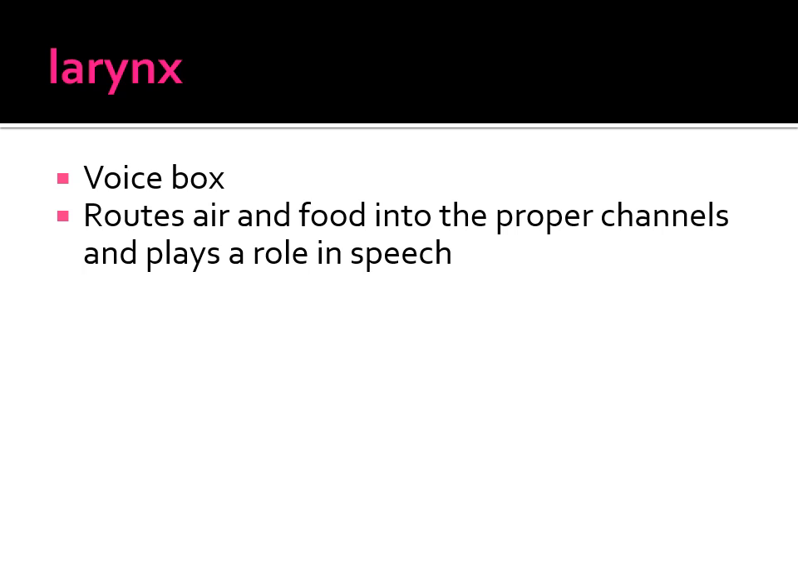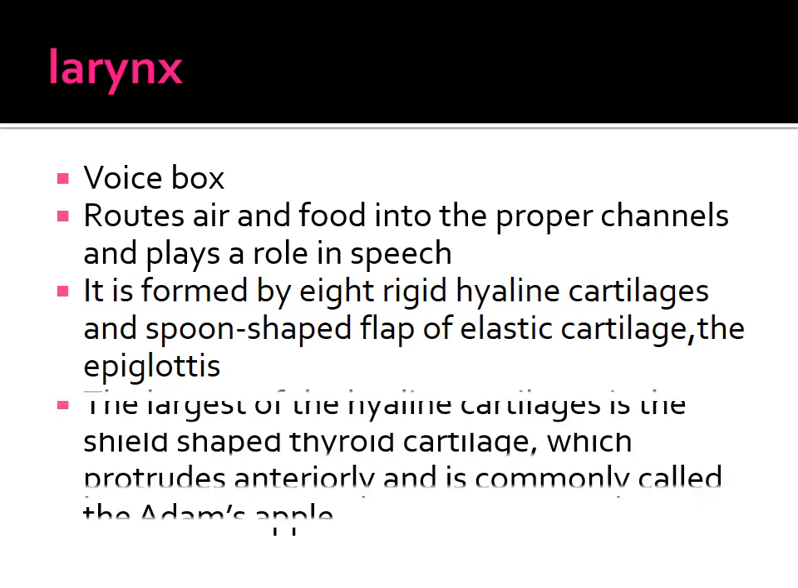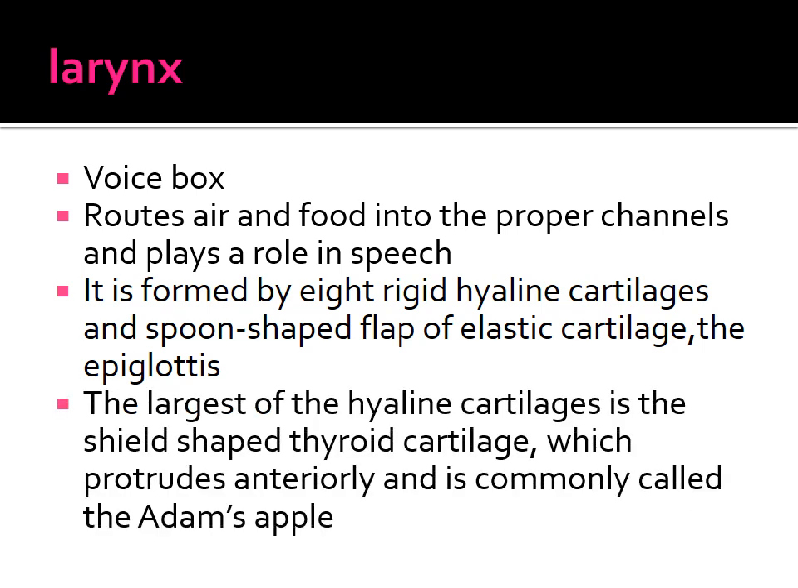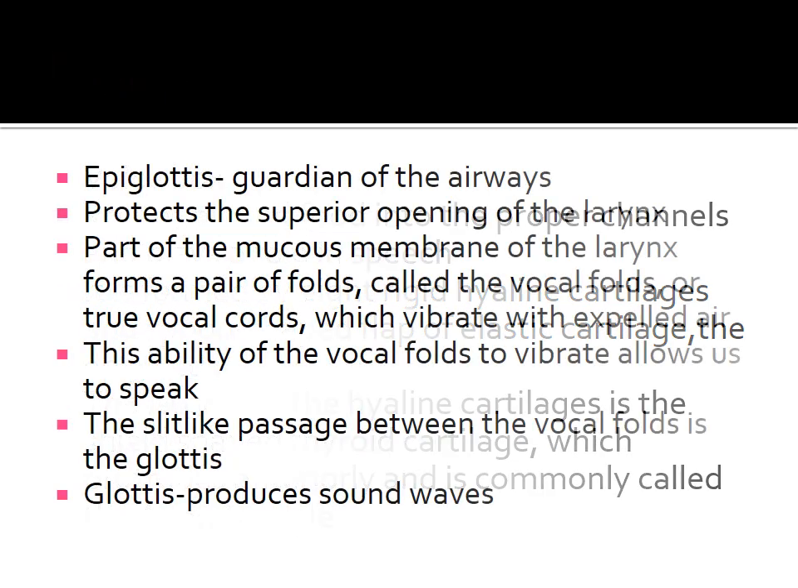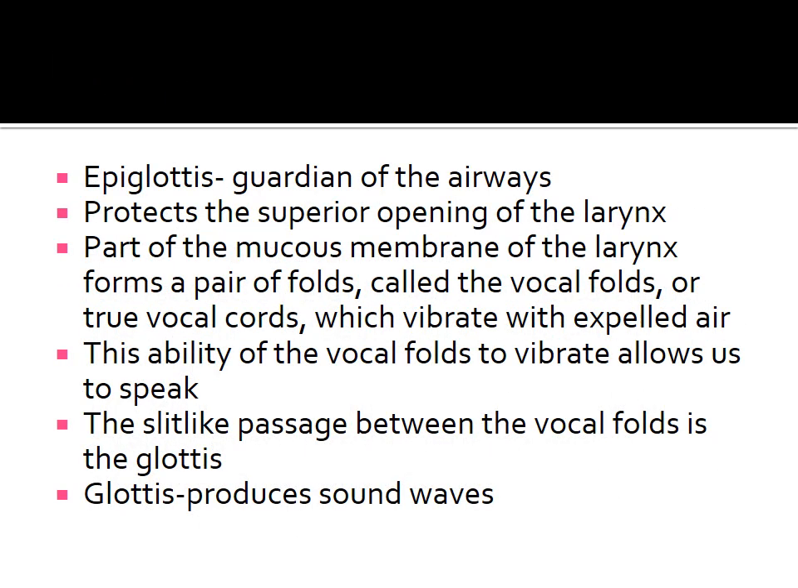The larynx is the voice box, routes air and food into the proper channels and plays a role in speech. It is formed by 8 rigid hyaline cartilages and a spoon-shaped flap of elastic cartilage, the epiglottis. The largest of the hyaline cartilages is the shield-shaped thyroid cartilage, which protrudes anteriorly and is commonly called the Adam's apple. The epiglottis is the guardian of the airways.